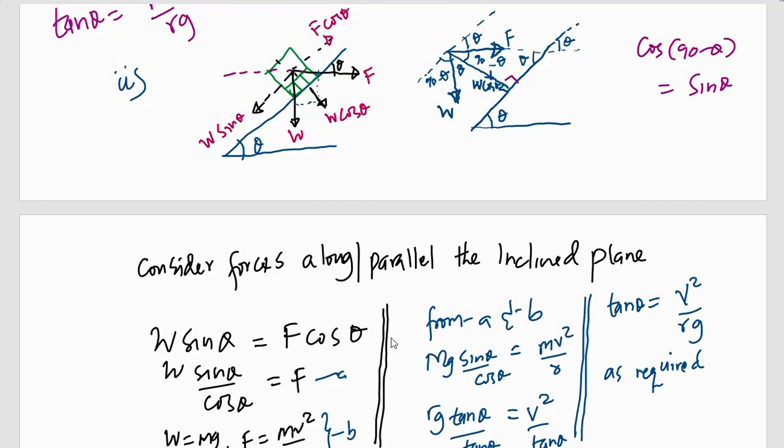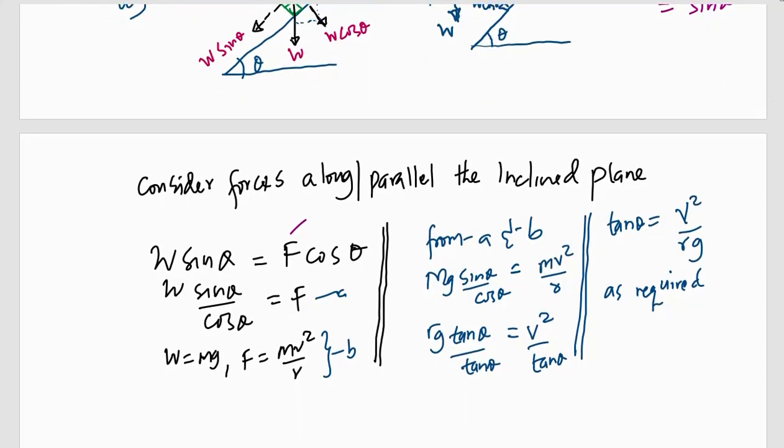Then it will equal F cos theta. Remember, F is horizontal, therefore it will resolve through an angle theta to align with this W sine theta, and therefore W sine theta will equal F cos theta. So W sine theta divided by cos theta is equal to F. Remember, W is the weight of the body and is equal to mass times acceleration due to gravity, it is equal to mg. F is the centrifugal force, which is equal to mv squared out of r. If I call this equation A, I call this equation B.